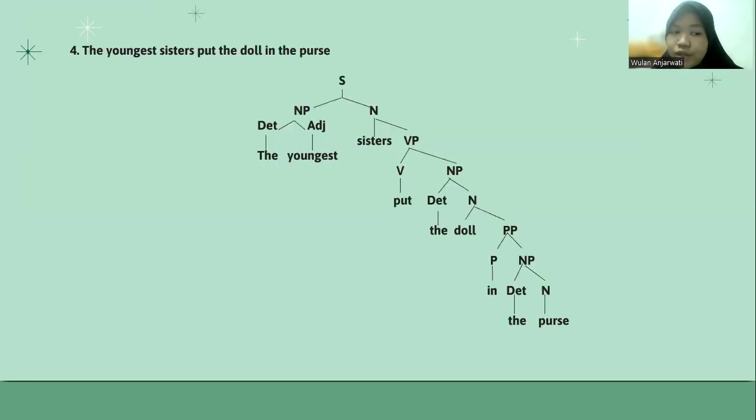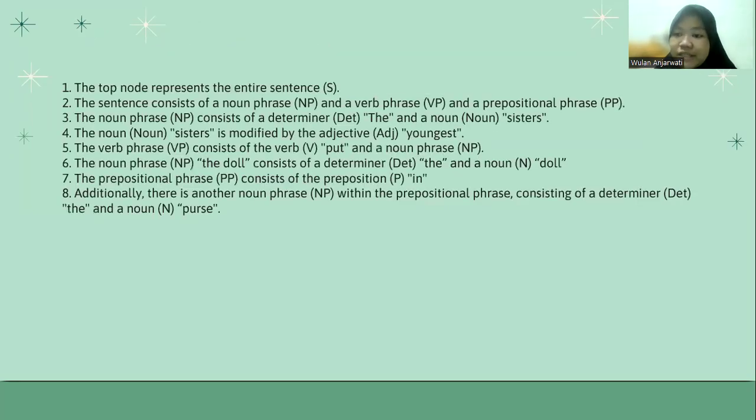And number 4, "The youngest sister put the doll in the purse." And this is the tree diagram for number 4. And the explanation, the top node represents the entire sentence. The sentence consists of a noun pair, a verb pair, and a prepositional phrase. The noun pair consists of a determiner, "the", and a noun, "sister". And the noun "sister" is modified by the adjective "youngest".